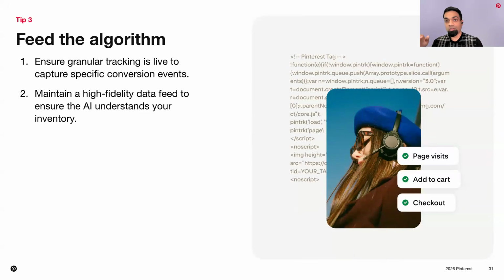Thereafter, your tracking is critical to feeding the algorithm. So measure the right conversion events so that we can help drive more of those high value actions. There are two important areas here. The first being tags. Ensure your Pinterest tag and API setups are granular and healthy. Specific events like checkout, add to cart, those go further than just page visits. On the second side, look at catalogs. So you can maintain a high fidelity feed with lots of metadata. The more data you provide us, the better our AI understands your inventory and can match that inventory to user intent, getting you the right users, getting you those sales.